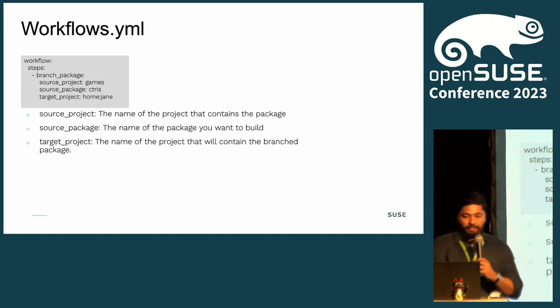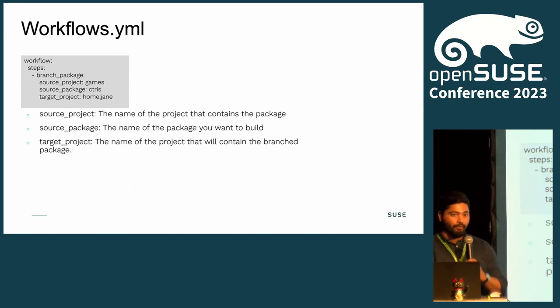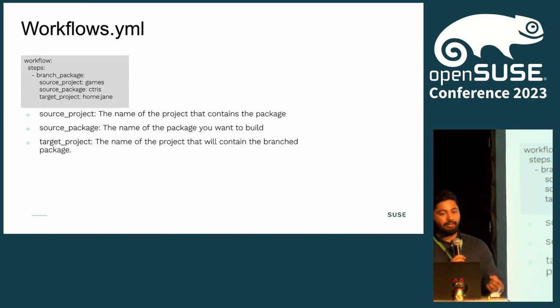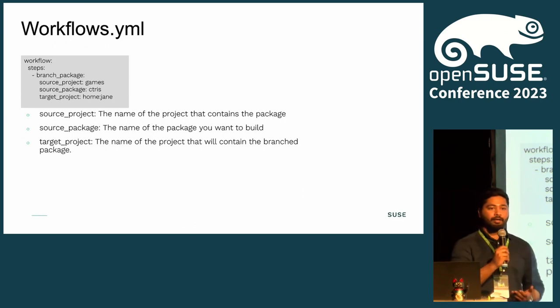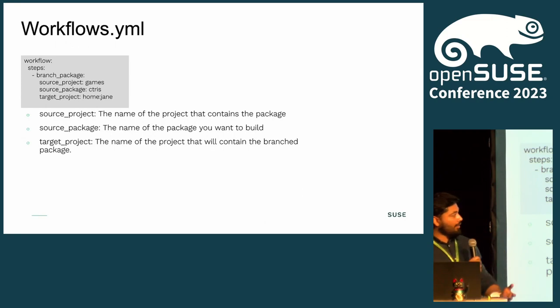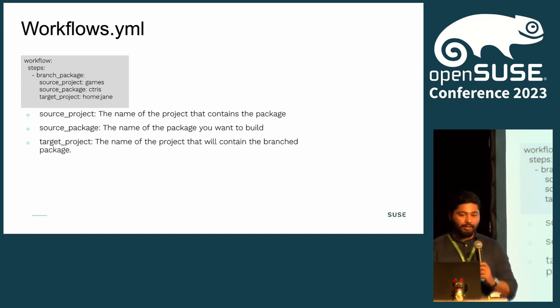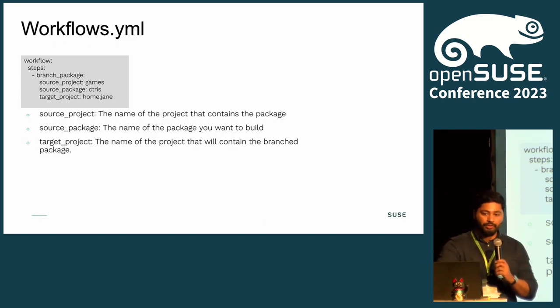This is a very small example of how a workflow file looks. In this workflow file, we can see there is one step. This step is about branch package. A workflow could have multiple steps. Moving forward to the next slides, I will show you what steps a workflow supports right now. But in this example, branch package is accepting three arguments: source project, source package, and target project.